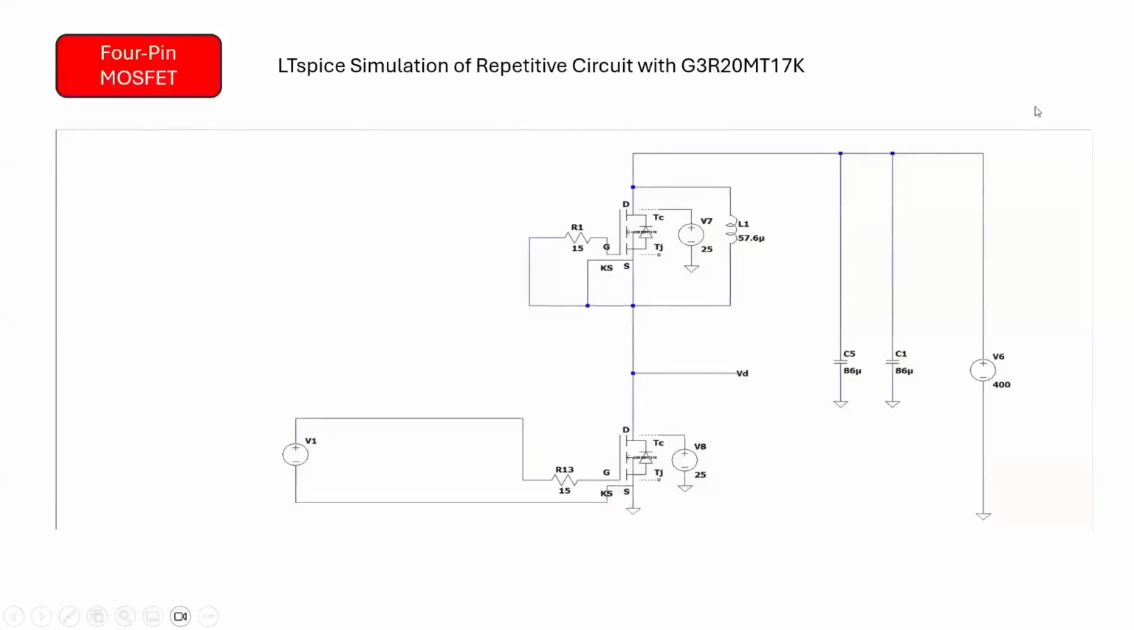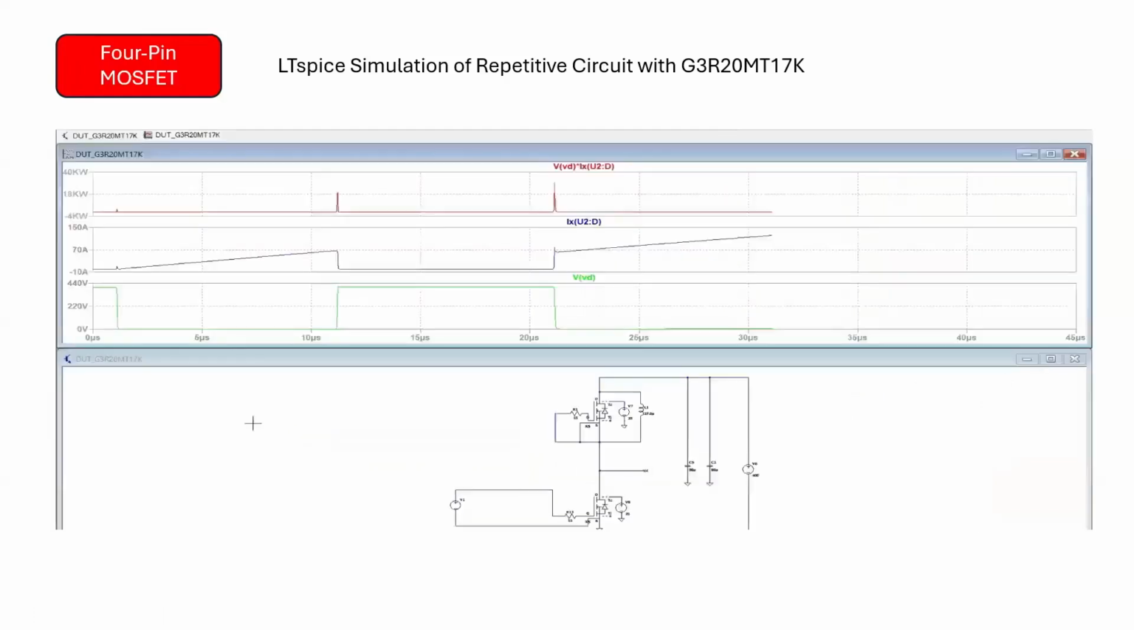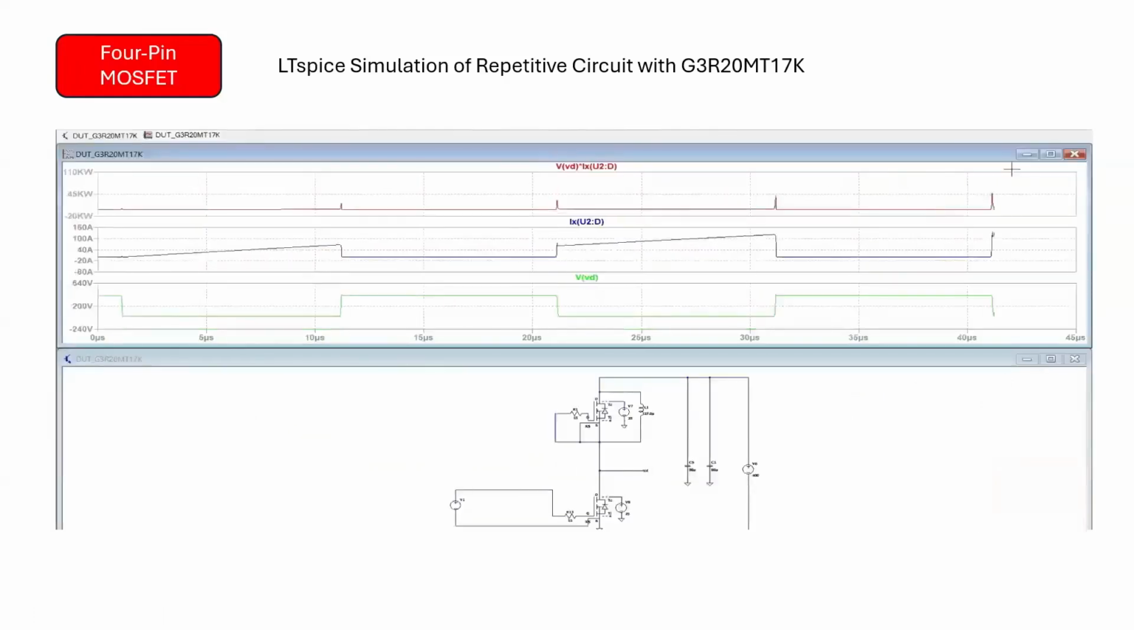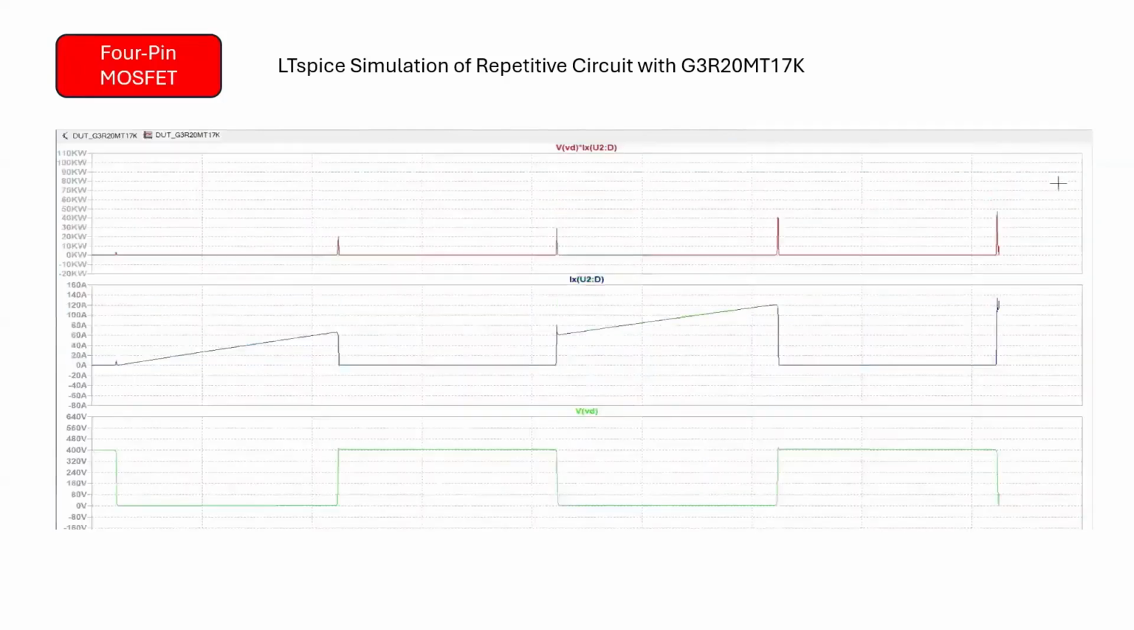The repetitive circuit was simulated in the LTspice environment using the G3R20MT17K device as the device under test, DUT. The circuit operates with a supply voltage of 400 volts, and the G3R20MT17K functions at a switching frequency of 50 kHz, connected to a clamped inductive load of 57.6 microhenries. After running the simulation for over 40 microseconds, we obtained several waveforms.